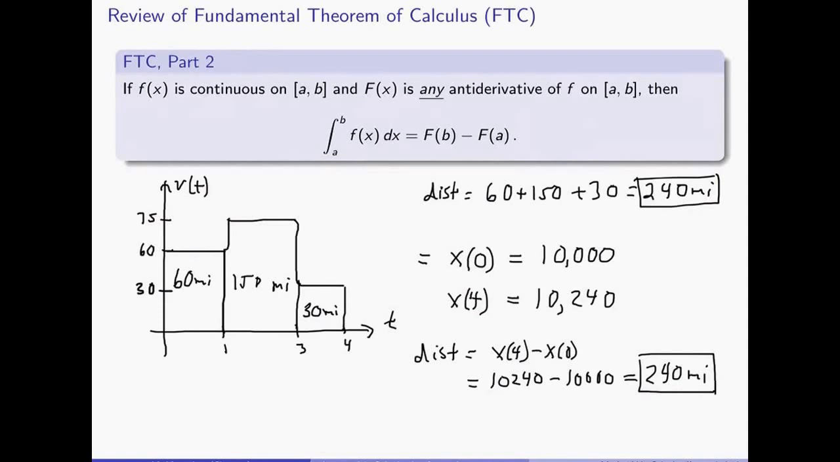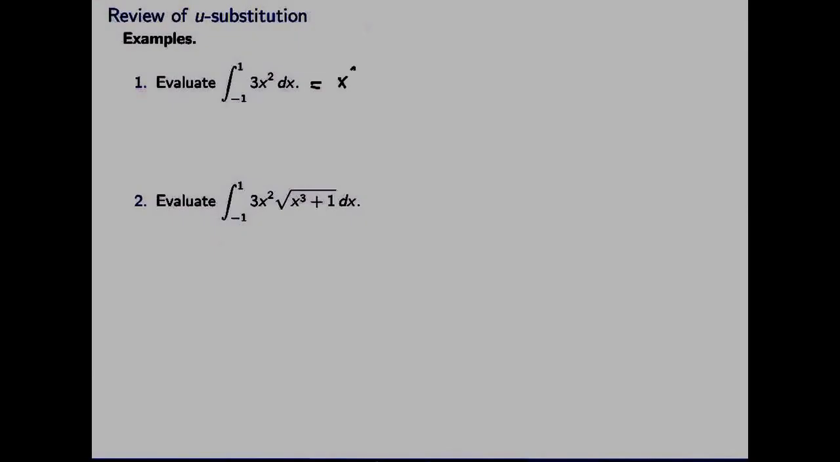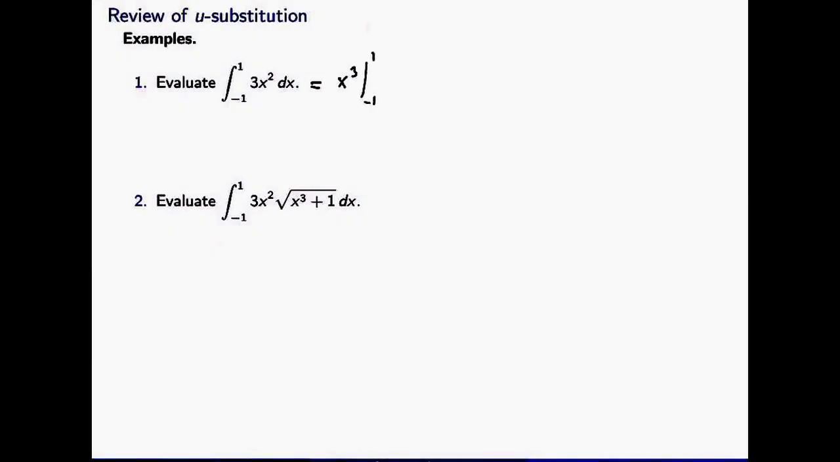So, now that we've reviewed that, let's move on to u-substitution. So we're changing gears a little bit. Okay, so I have 2 examples. The first one does not require u-substitution, and the second one does. So for the first example, notice that the antiderivative of 3x squared is x cubed. So I need to evaluate that from -1 to 1. So this is 1 cubed minus -1 cubed, which is 1 plus 1, which is equal to 2.